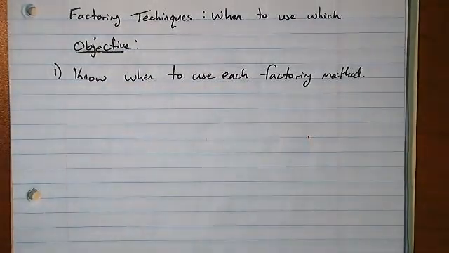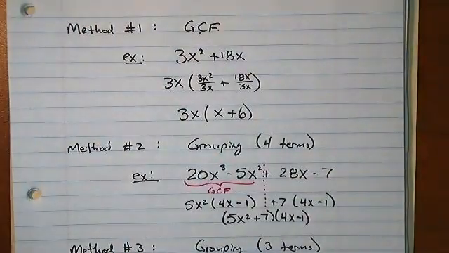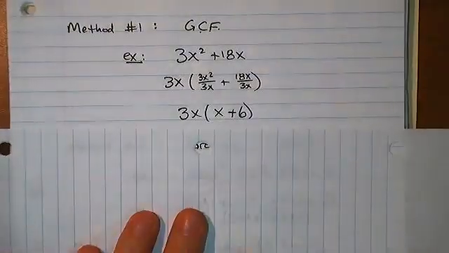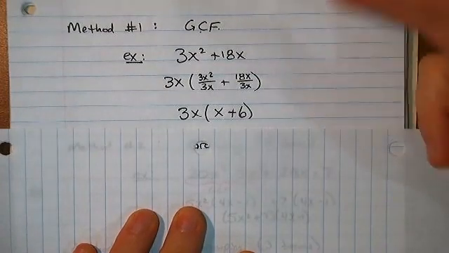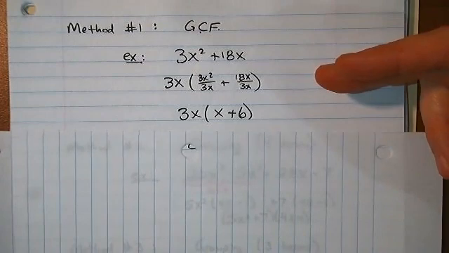Okay, so first, a quick summary of the methods that we've learned. All right, here's our first method, greatest common factor. Okay, greatest common factor was the first method we learned. If you want to pause the video and look over my work, but here it is. This is the first method we've learned.